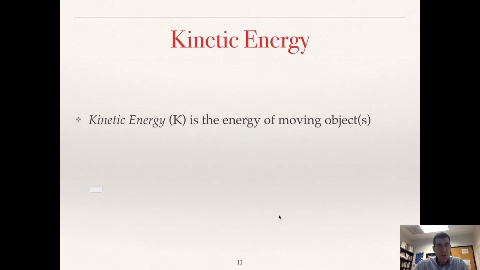Okay, last thing in this video, kinetic energy. We're going to use a K to stand for kinetic energy, and it's the energy of a moving object. If you have a single particle that's moving, you can calculate its kinetic energy K as a half times the mass times the speed squared.